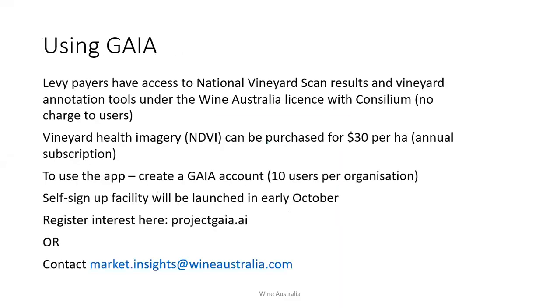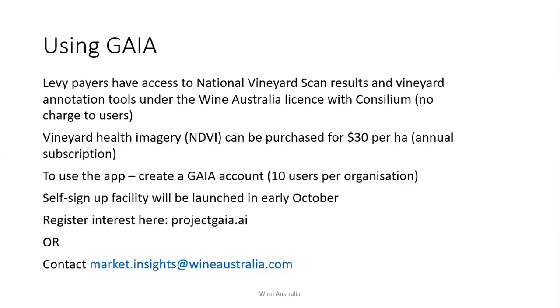So to use GAIA, as I said, if you are a levy payer, you have access to this under our subscription. You need to go to GAIA, you need to create a login, and you need to demonstrate that you're a levy payer by uploading a levy receipt. The way it works is there's one account per organisation. So whoever signs up first for, say, Ocean View Vineyard, that first person's the account manager, and they can sign up to 10 users within their own organisation once they've done that.